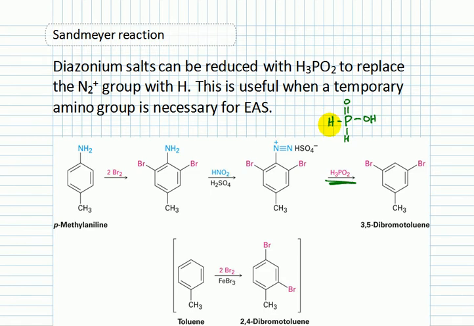Those two H's make it a very powerful reducing agent. It replaces a lot of things with hydrogens. So this is its most famous use in organic chemistry, and the only thing really, I guess, that organic chemists mostly use it for. So what it does is replace a diazonium salt with H on an aromatic ring. So that allowed us to introduce this amine here to direct bromines, right, very effectively, and then we took it out.